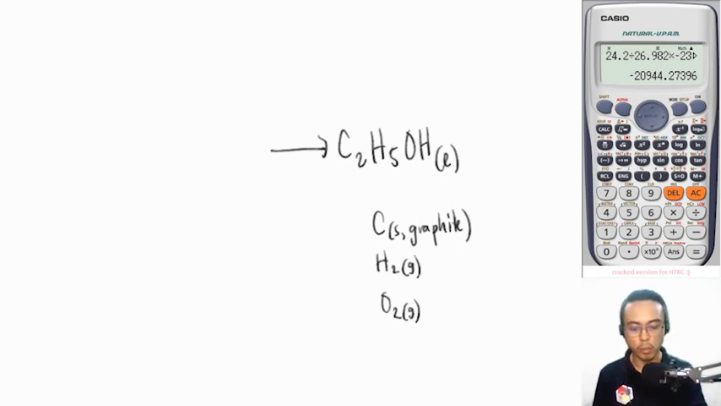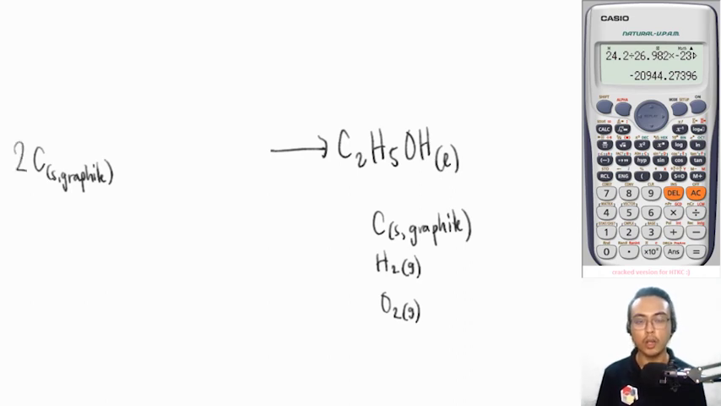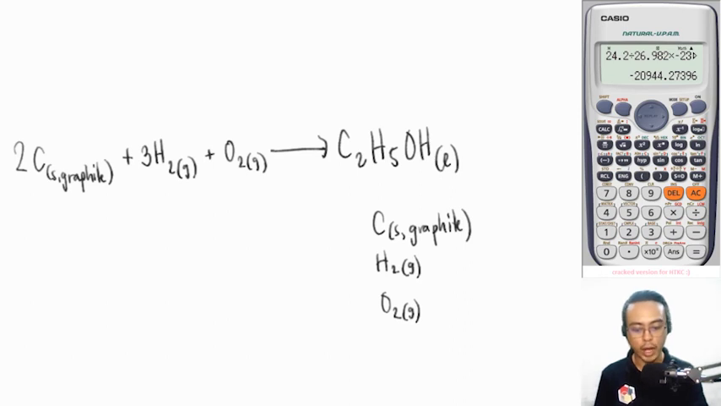So let's start with carbon. Carbon, solid, graphite. How many carbon do we need? We need 2 because ethanol contains 2 carbon. Next is hydrogen. H2, gas. How many hydrogen do we need? Ethanol contains 6 hydrogen atoms. Therefore, to balance, we multiply this by 3. And then finally, oxygen. O2, gas. How many oxygen atoms are in ethanol? We only have 1. So to balance, we need to multiply O2 by 1/2. And this is our standard molar enthalpy of formation reaction for ethanol.